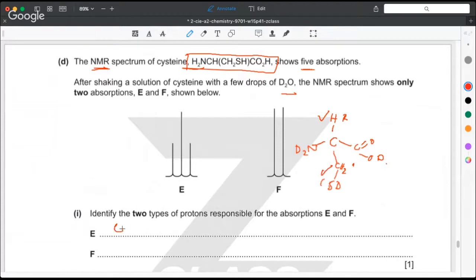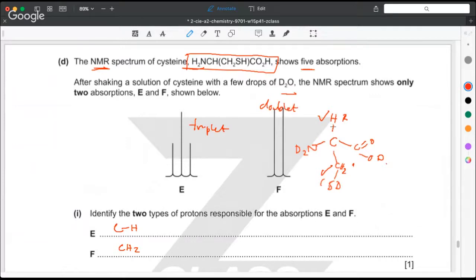And so the mark scheme says there's one proton and two protons. So proton there and proton there. And then just because we can see that this is a triplet here, and this is a doublet.